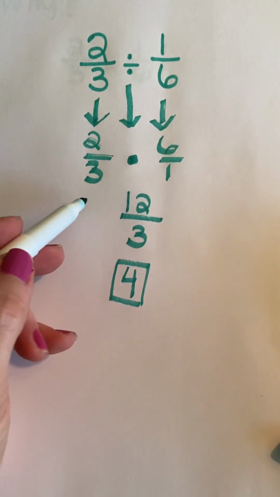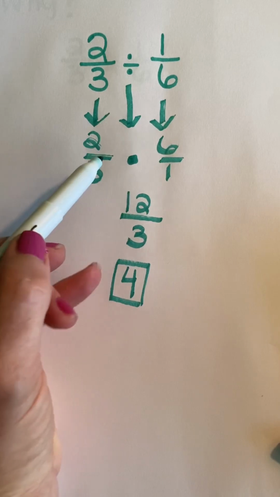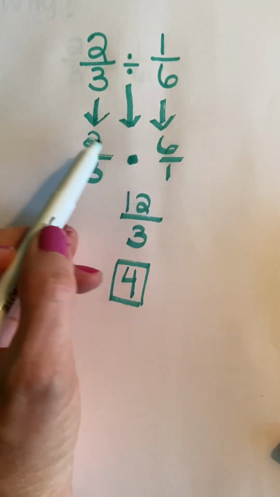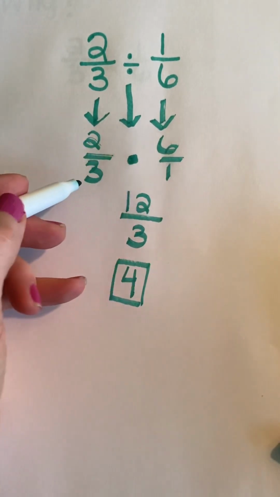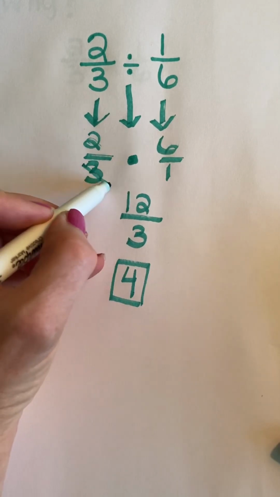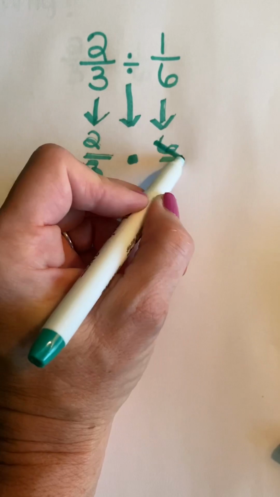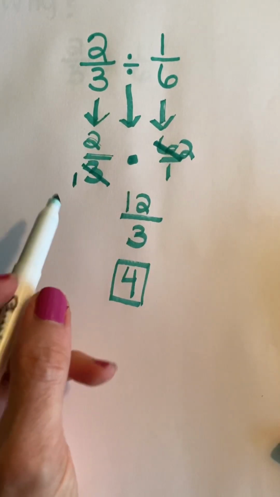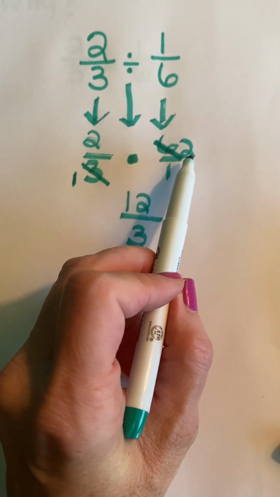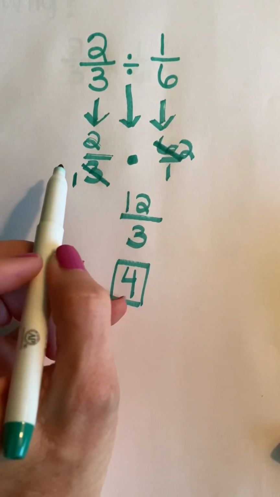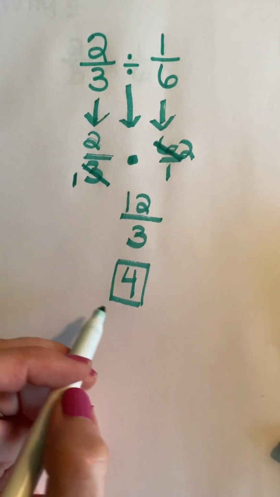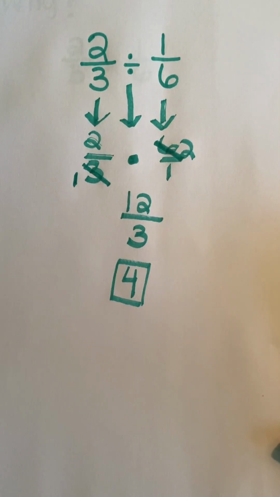You also could have done this by cross-canceling. 2 and 1 cannot cross-cancel, but you could have done the 3 and the 6. 3 divided by 3 is just going to give us 1. And 6 divided by 3 would give us 2. And so 2 times 2 would be the 4, and 1 times 1 would be 1. So you would also get 4 if you cross-cancel.